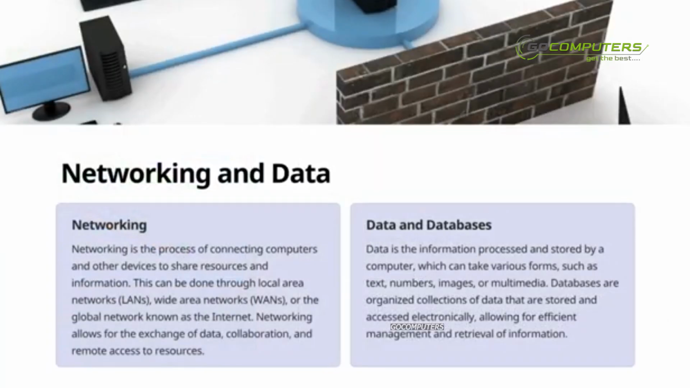Networking and data. Networking. Networking is the process of connecting computers and other devices to share resources and information. This can be done through local area networks (LANs), wide area networks (WANs), or the global network known as the Internet. Networking allows for the exchange of data, collaboration, and remote access to resources. Data and databases. Data is the information processed and stored by a computer, which can take various forms, such as text, numbers, images, or multimedia. Databases are organized collections of data that are stored and accessed electronically, allowing for efficient management and retrieval of information.